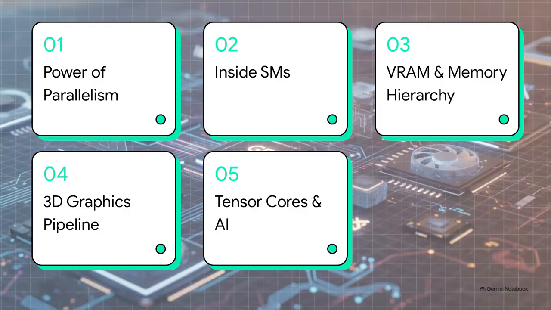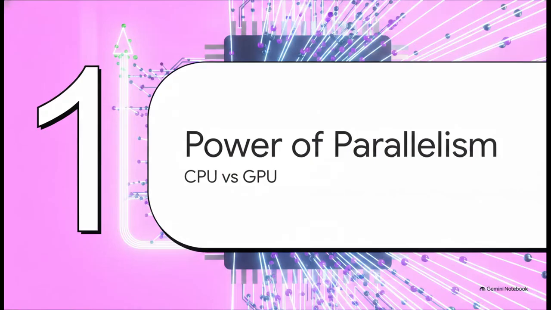Okay, here is our roadmap for today. Number 1, the power of parallelism. 2, inside streaming multiprocessors. 3, VRAM and memory hierarchy. 4, the 3D graphics pipeline. And 5, tensor cores and AI. Let's dive in. Section 1.